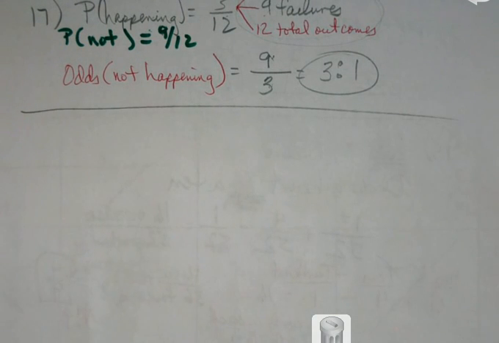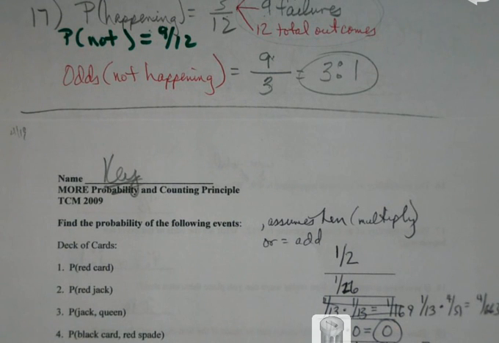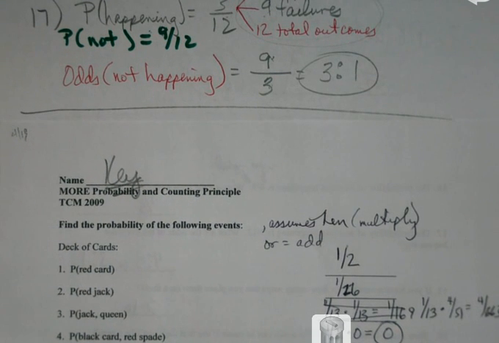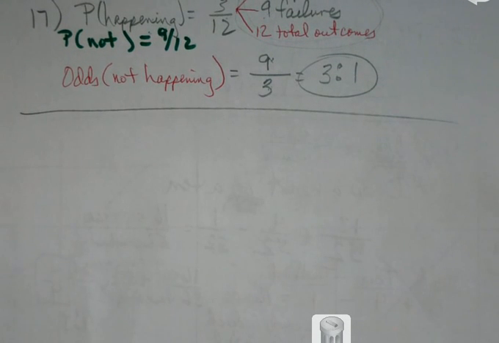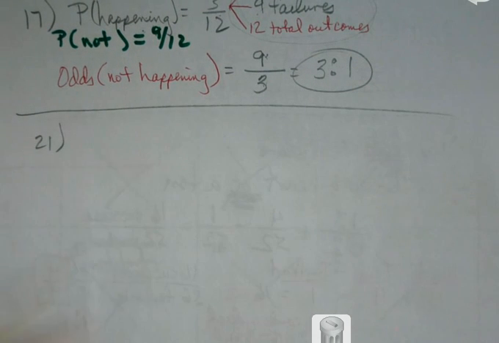And just in case people are looking at this later on, here's the sheet that we are working on right now, from Monday, more probability and counting principle. All right. 21. An access code must be in the form of 3 letters followed by 4 digits. However, the first letter cannot be O, and the letters cannot be repeated. How many different codes can we make?